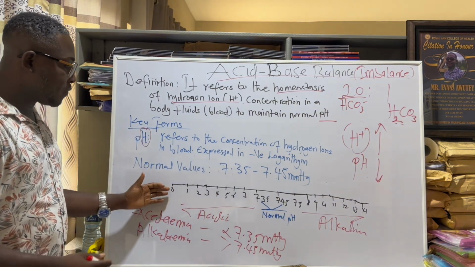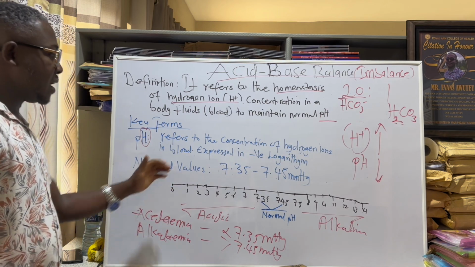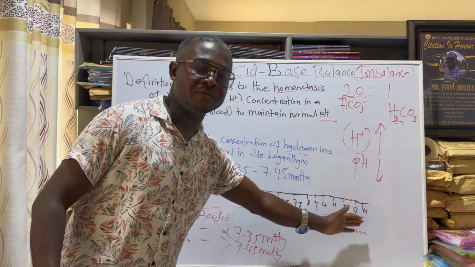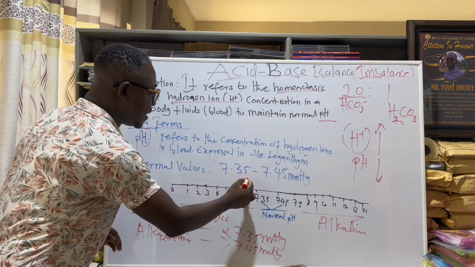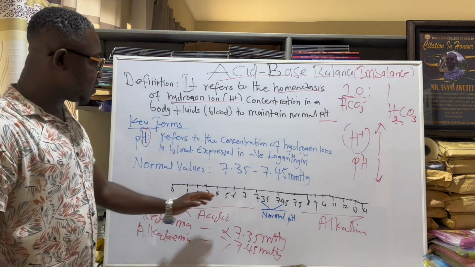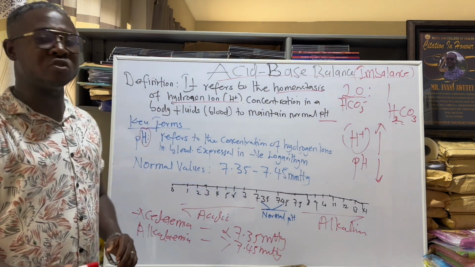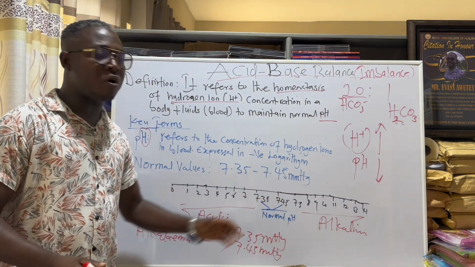So this is a sample of a scale. As you can see, we have one side going to the negative, and the other going to the positive. The middle one is neutral, which is 7. This is neutral, which is 7. And then we have 7.35 to 7.45, which is what? The normal pH of blood.